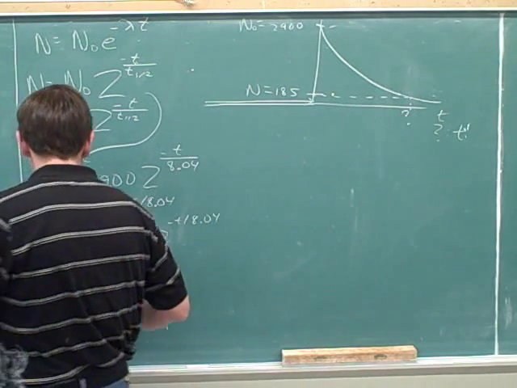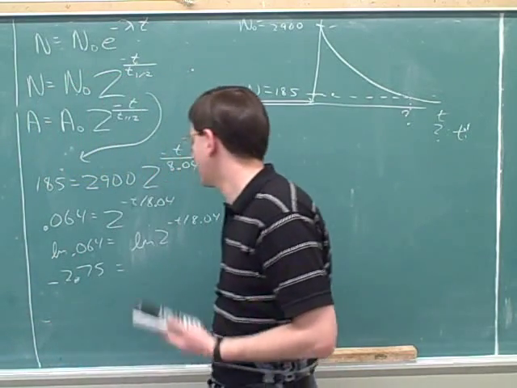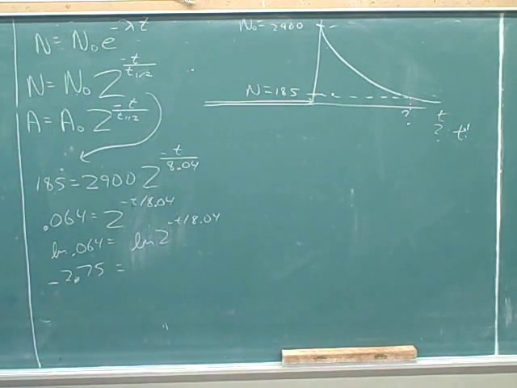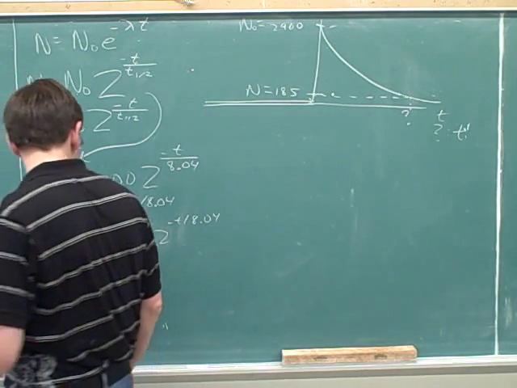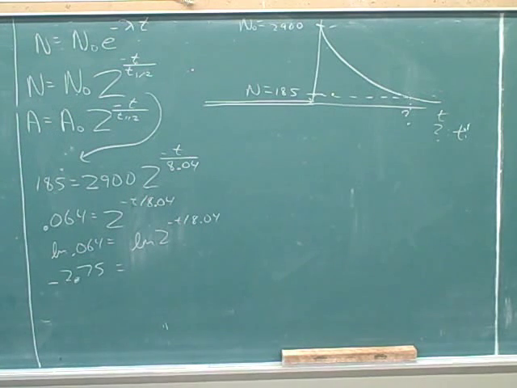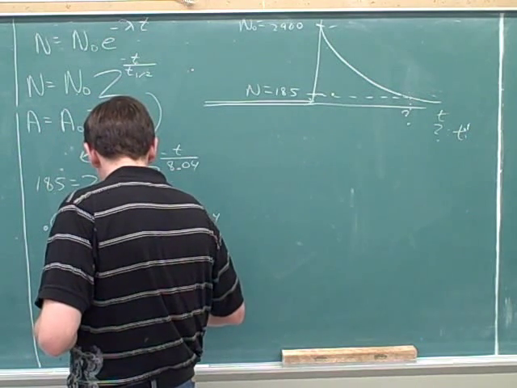Right. You're right, it doesn't matter. As long as you're consistent, you could use either the regular log or the natural log. But maybe we'll just get in the habit of always using natural log for these problems. That will always work. So negative 2.75 equals negative t over 8.04 times ln of 2.